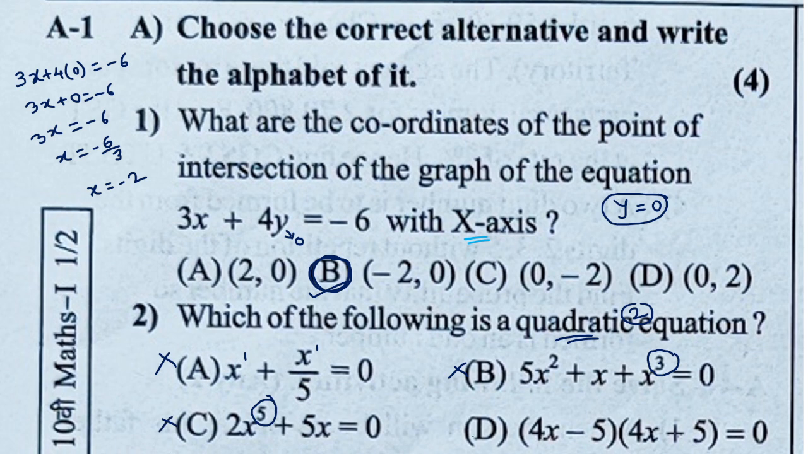Then what is remaining? Option number D is the correct option, but you can see here power of x is 1, here power of x is 1, index is 1. If you multiply 4x and 4x, you will get the first term as 4x multiplied by 4x, and it will be equal to 16x square, and therefore option D is correct. Option D is the correct quadratic equation.